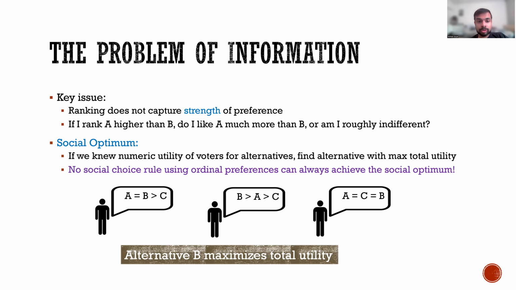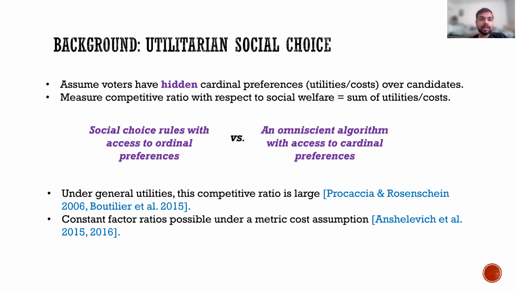In fact, no social choice rule which only uses the ordinal preferences can always find the social optimum. Therefore, in this line of work, we work with approximation ratios. We assume that the voters have hidden cardinal preferences, which can be either utilities or costs, over the candidates. We measure the performance of our social choice rule with respect to the sum of utilities or cost that it achieves in comparison to an omniscient algorithm which has access to the entire cardinal preferences. If we consider general utilities, then this competitive ratio is large.